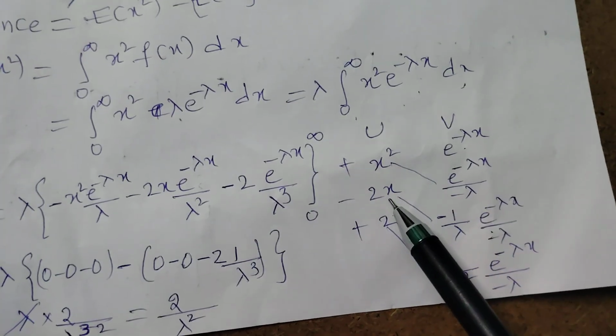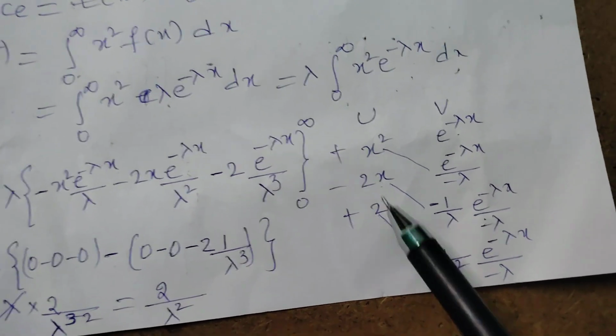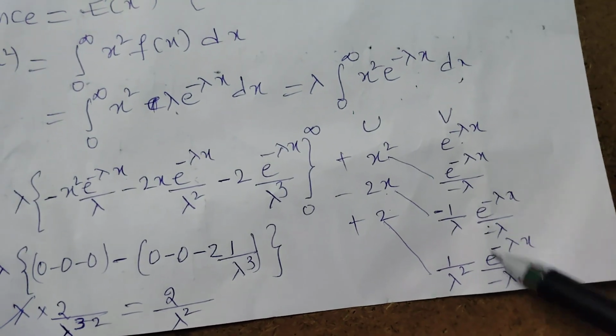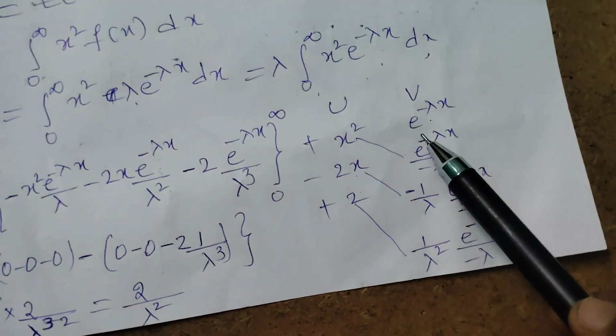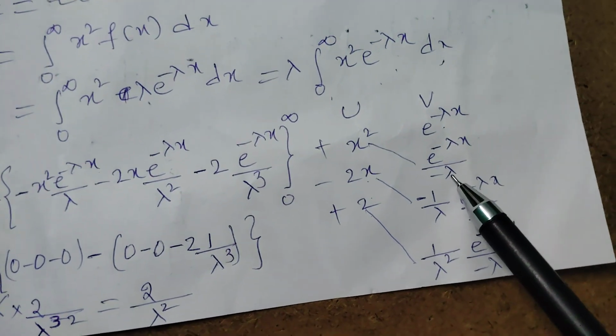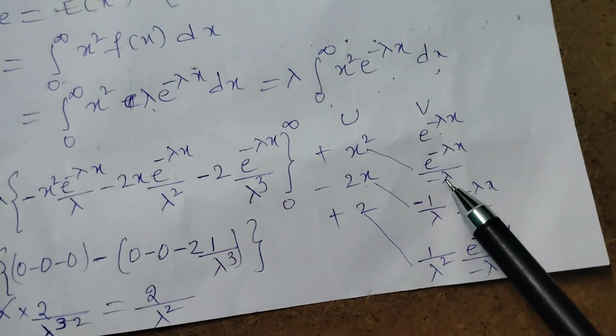X square differentiation is what? 2x. 2x differentiation is what? 2 into 1, 2. Here how many times we done differentiation? 2 times. Here we need to do integration 3 times. e power minus lambda x integration is e power minus lambda x by minus lambda. Coefficient is minus lambda, that's why we need to write denominator minus lambda.